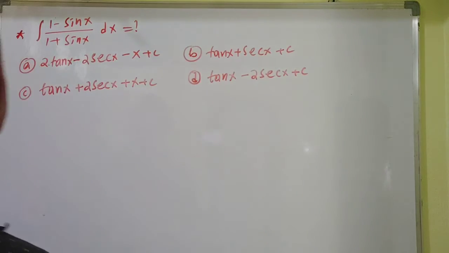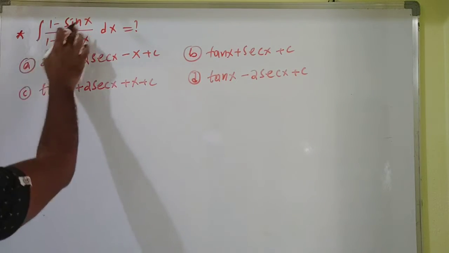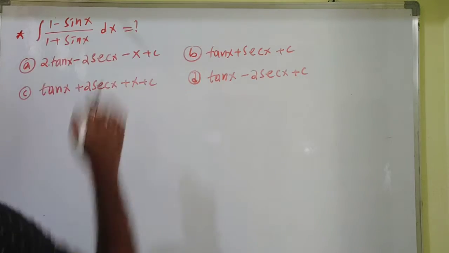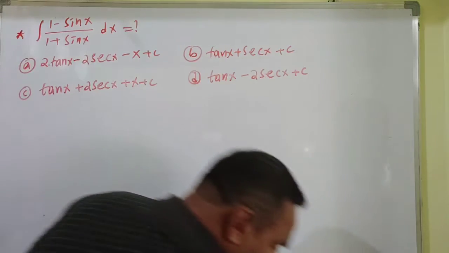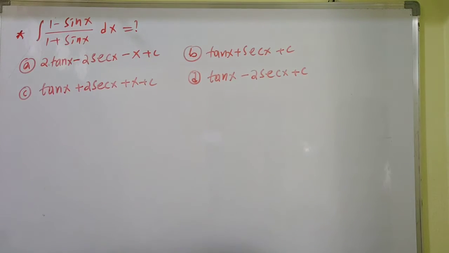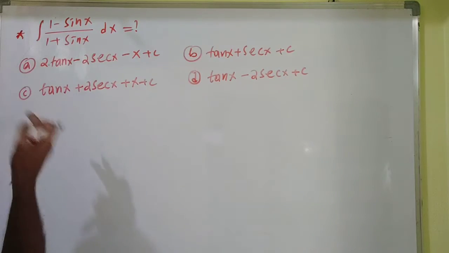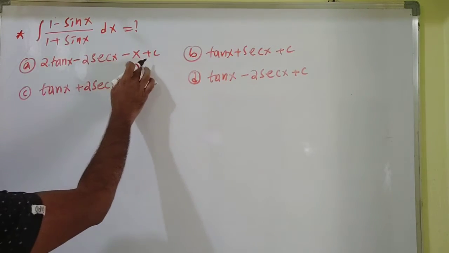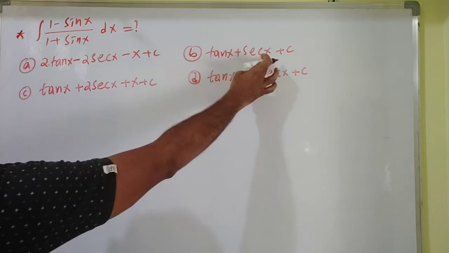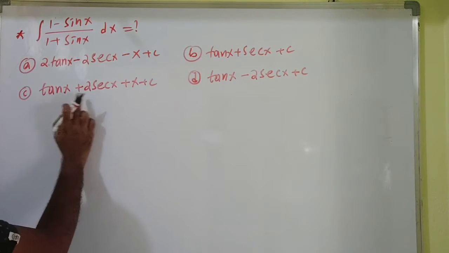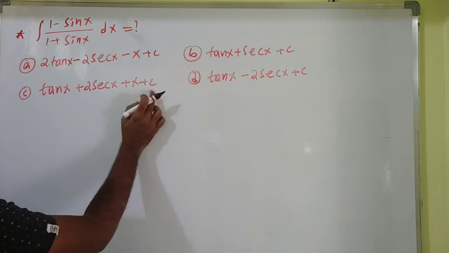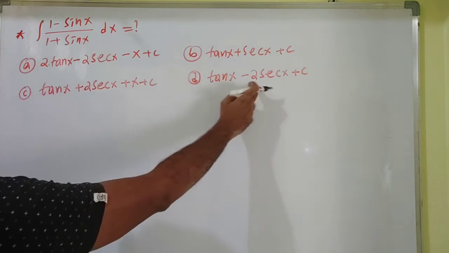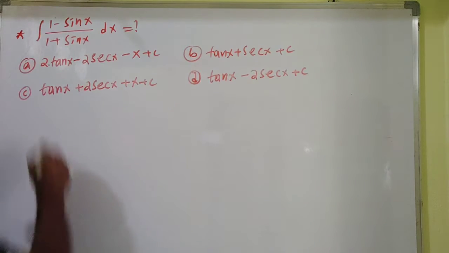Now the first one: integration of (1 minus sin x) by (1 plus sin x) dx is equal to how much? Four options are given. Option A is 2 tan x minus 2 sec x minus x plus c, B is tan x plus sec x plus c, C is tan x plus 2 sec x plus c, D is tan x minus 2 sec x plus c.